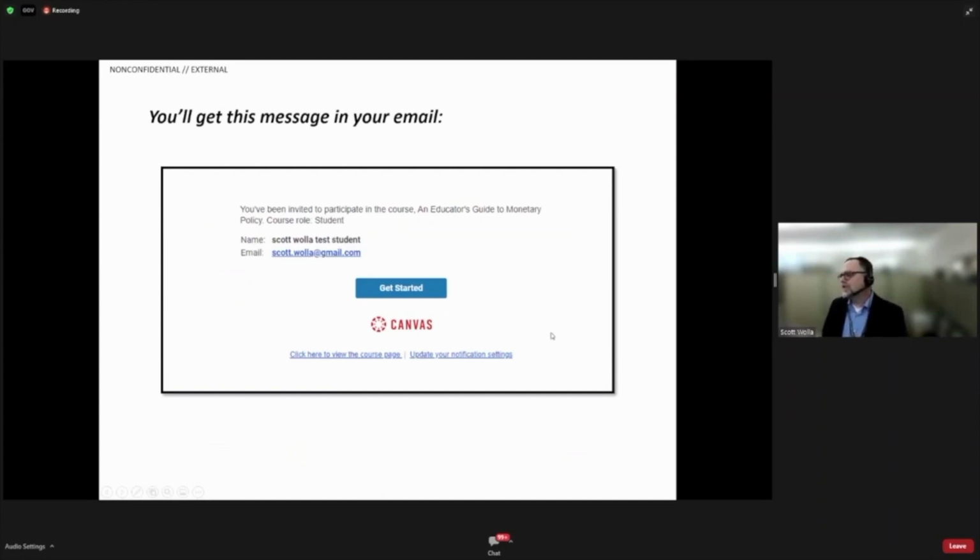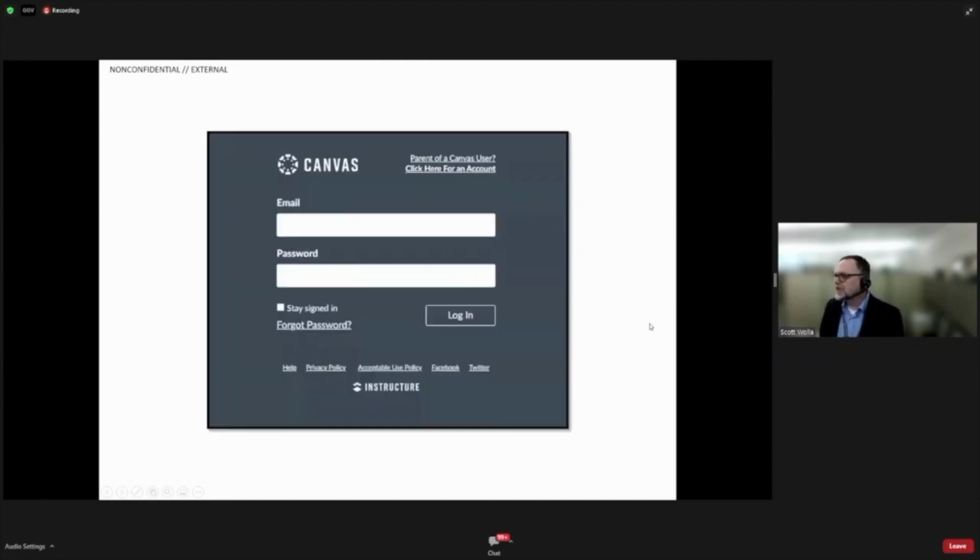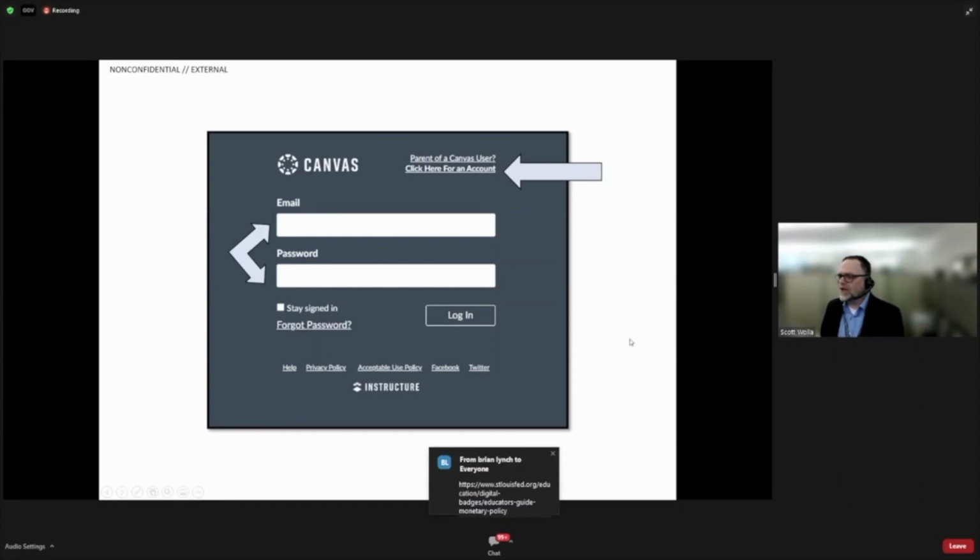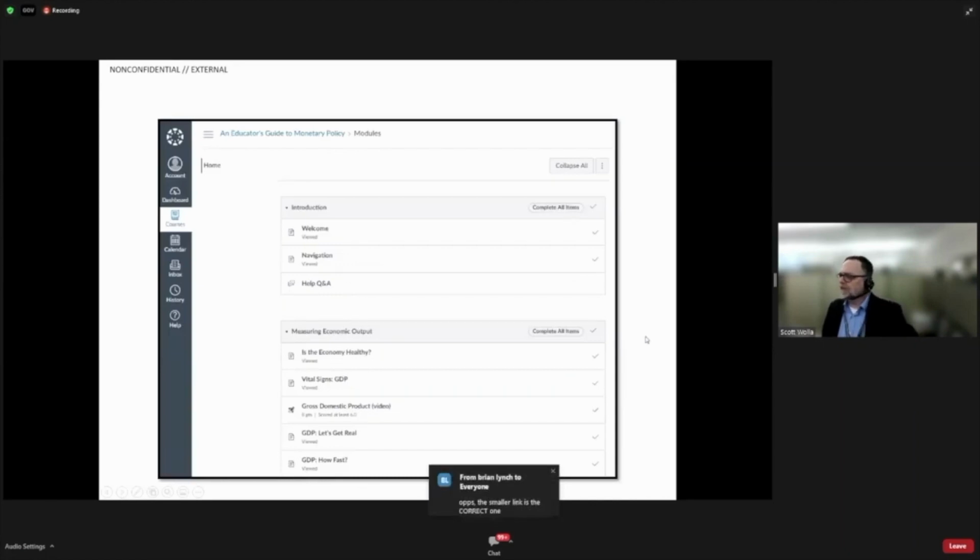That email will have a link in it that takes you to our Canvas instance. So when you click that, you go to our Canvas instance. If you don't have a Canvas account, you can start an account here. You don't have to have a Canvas subscription or anything. You just create an account to log in. If you use Canvas a lot already, you can use your credentials, log in here, and you jump into the content. This is what it looks like for students.